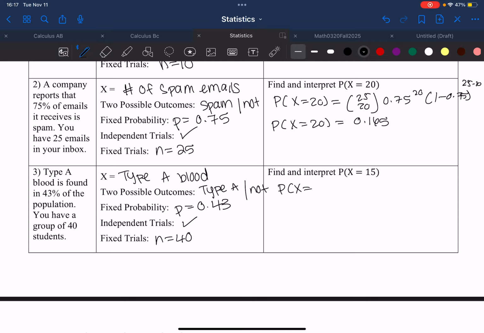So P of X equals 15 is equal to 40 choose 15, 0.43 to the power of 15, times 1 minus 0.43 to the power of 40 minus 15. So this gives me that the probability that X equals 15 is equal to 0.101, or in other words, the probability you get 15 students out of 40 who have type A blood is about 0.101 probability, or about 10%.